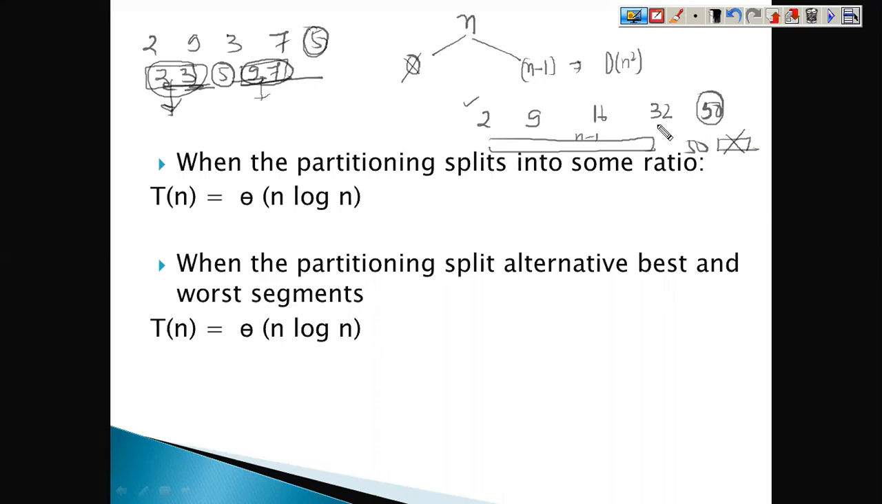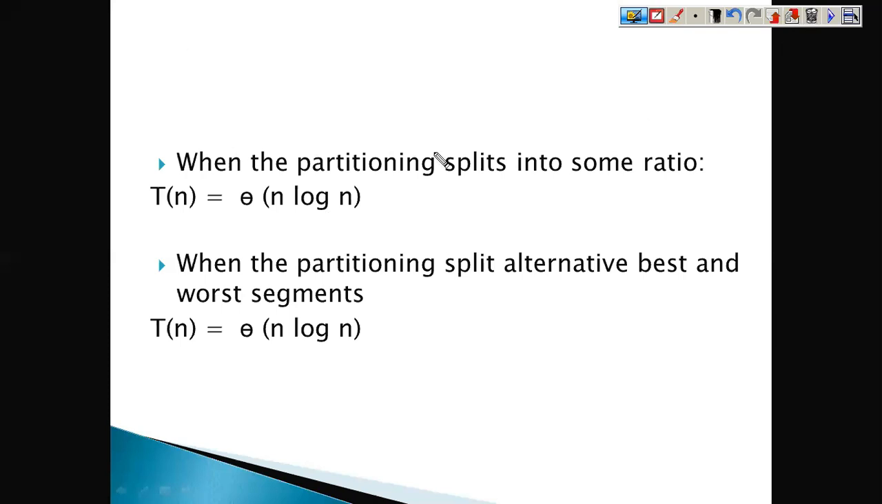If your partition divides in any other format or in any other ratio, that is 1 is to 9, 10 is to 200, 3 is to 4, 1 is to 5, whatever ratio you can think of, in all other cases, it will give you only n log n. So we will see this scenario.